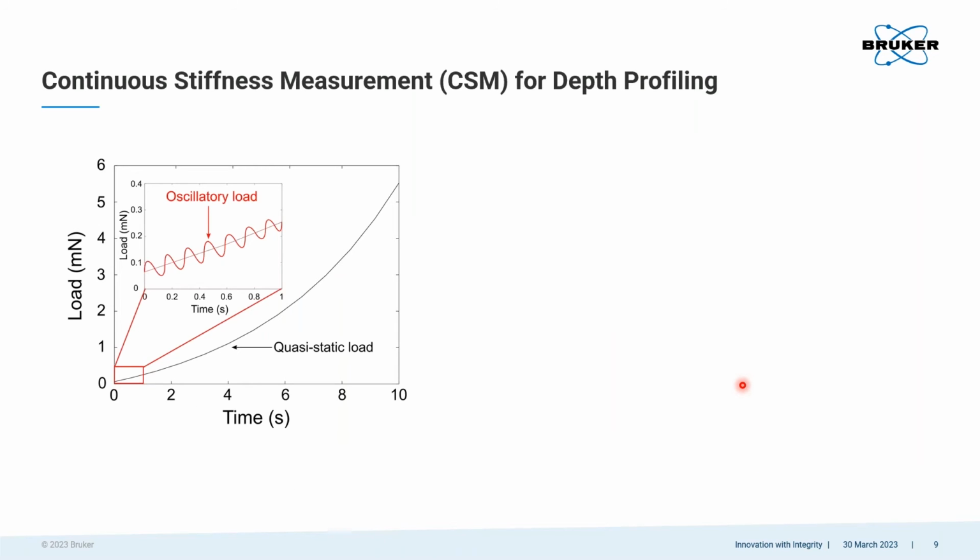And we can extend that one step further to what is called the continuous stiffness measurement, or in the Bruker line of products, continuous measurement of X, or CMX, using the nano-DMA technology, where we're applying an oscillatory load on top of our applied quasi-static load. And that's giving a near continuous unloading, giving us high depth fidelity and depth dependence of properties.